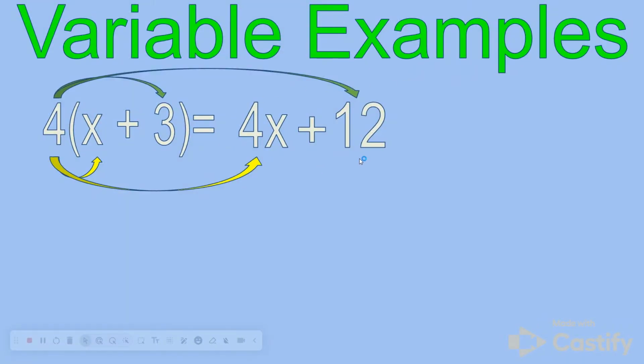And then that's all we can do. We can't add 4x and 12 together, so we just leave it 4x plus 12. This is our simplified answer to that distributive property problem.